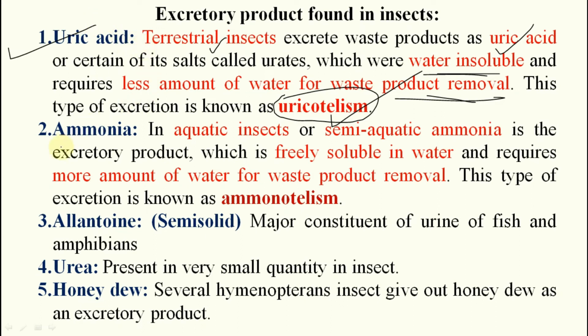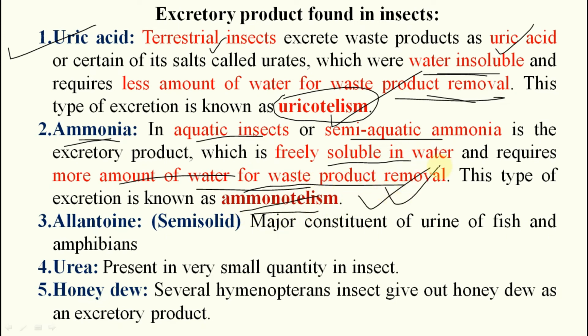Then ammonia, present in aquatic insect or semi-aquatic insect. Okay, freely soluble in water. As it is soluble in water, more amount of water is required to remove this waste product. Okay, and this phenomenon is known as what? Your ammonotelism. That's why it is present in case of aquatic insect only. As more amount of water is required, which is possible in the aquatic habitat only, that's why this is present in case of aquatic insect only. Clearly understood?